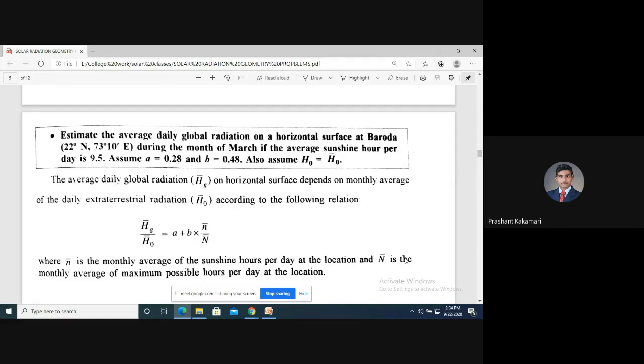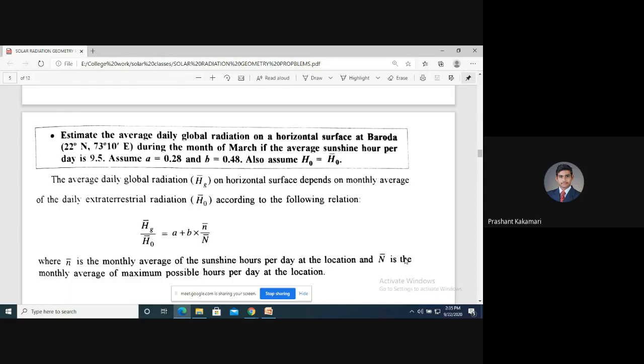During the month of March, the average sunshine hours per day is 9.5. So average sunshine hours, what we are taking as small s, or here they have given small n. Different books have given different notations. We'll not bother about that, but we'll understand the problem and the notations we are using, and we'll try to solve the problem. And for this, they have given assume constants a 0.28 and b 0.48. Also assume H naught equal to H naught bar.